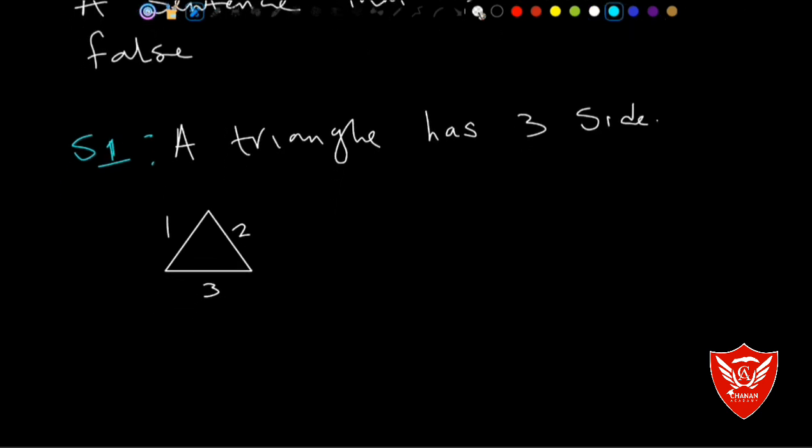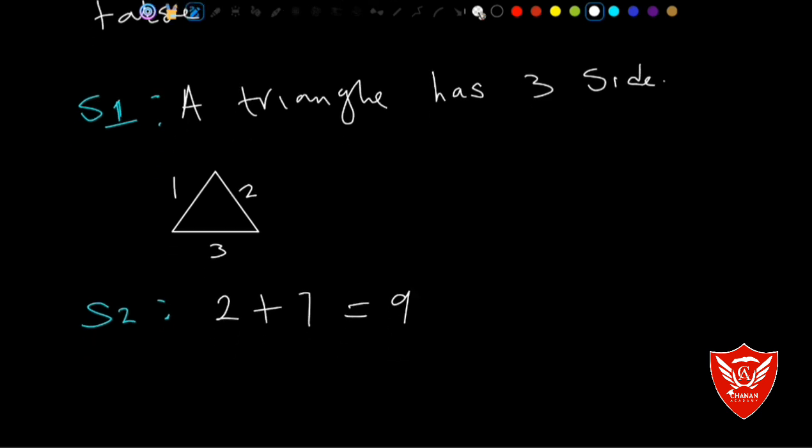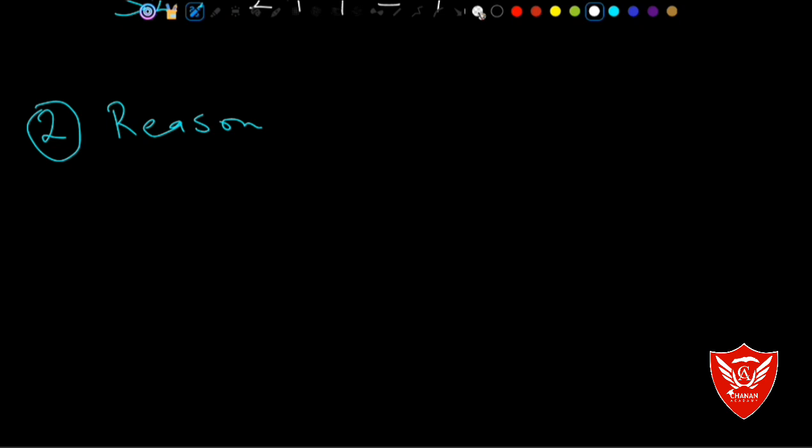Also, let's make another statement. Let's call this statement 2. If I say 2 plus 7 equals 9, now, this statement is also true because 2 plus 7 is equal to 9. So this is what a statement is. A statement is a sentence. It is either true or it is false. So that's a statement. Now, a reason is the justification for why a statement is true.